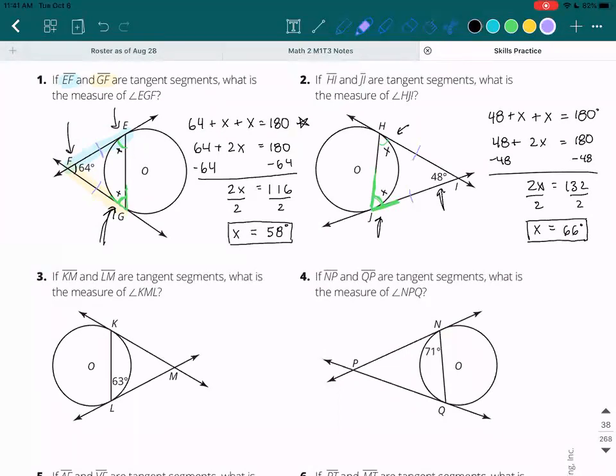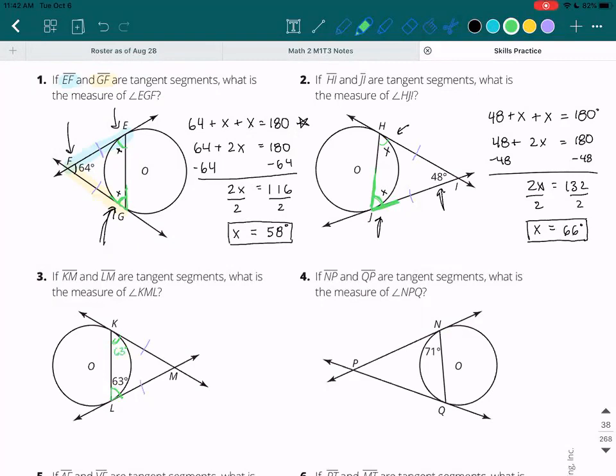So for the next one, we have a slightly different setup. We have KM and LM are tangent segments. I'm just going to mark them as congruent. If those two are congruent, then we have these two congruent angles as well. Notice that if our bottom and top angle are congruent and the bottom angle is 63, the top one must also be 63, because they are congruent, so they're the same. And they are the same because the opposite sides are congruent.